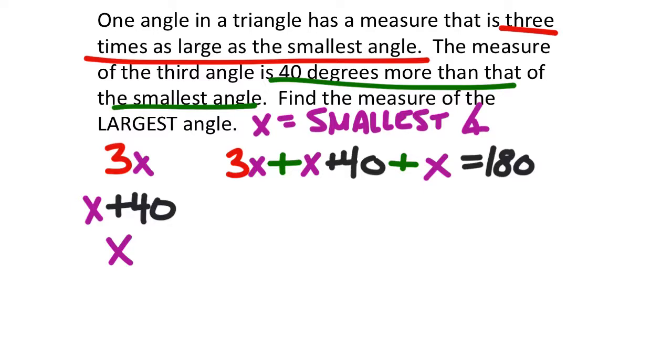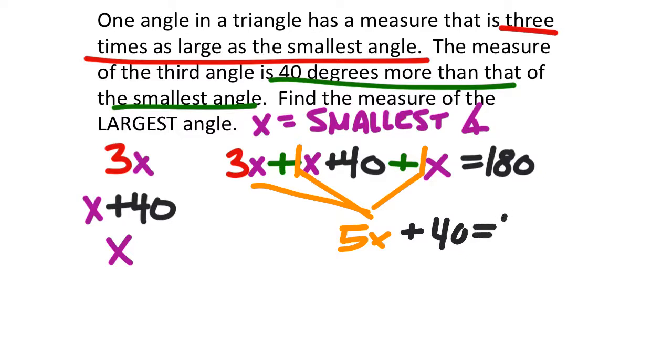So this is just a regular equation, we're going to combine all the like terms, 3x, 4x, 5x. So there's 5x's, and then plus that 40 equals 180. Now I will subtract 40 to zero that out.